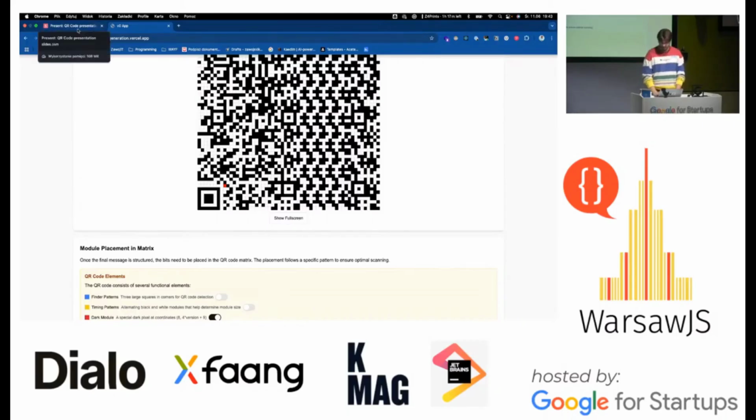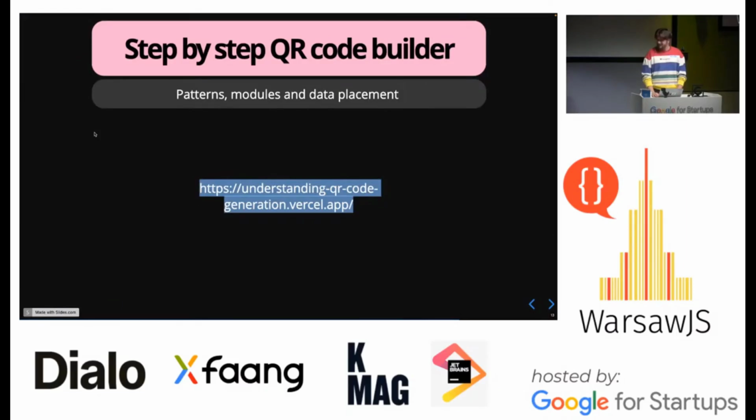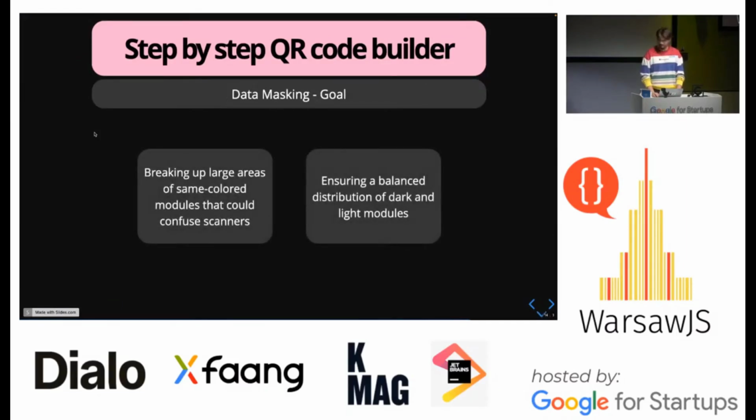But as you may think it's the end, it's not the end. There is one last topic: data masking. The goal of data masking is to make sure that there are no patterns that shouldn't be there. Like you see the timing pattern there, just dots, white, black, white, black. It can happen when you put in the data, so masking is created for this.